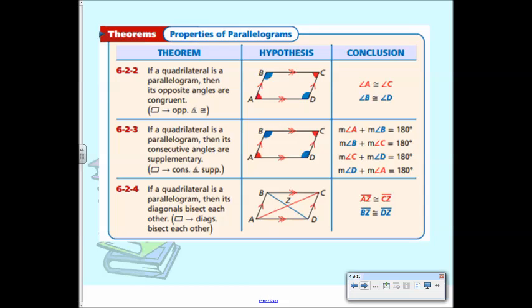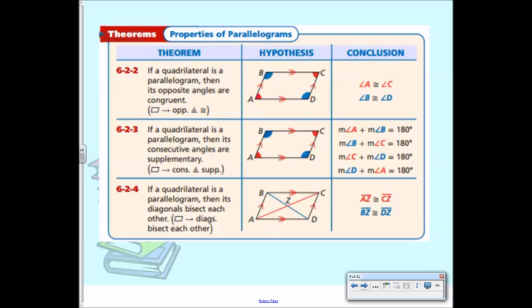So we have 3 different theorems right here, and it looks like a ton of information when it's printed up here on the screen like this, but it's really pretty simple concepts, as long as you remember what your vocab is. So 6.2.2 says if a quadrilateral is a parallelogram, then opposite angles are congruent. We remember that opposite just means across from each other, so opposite angles are congruent.